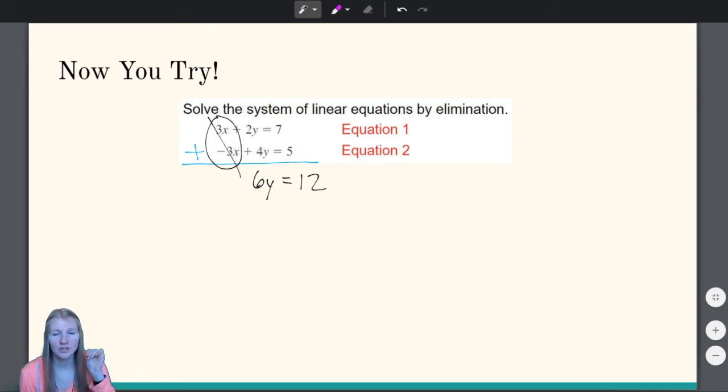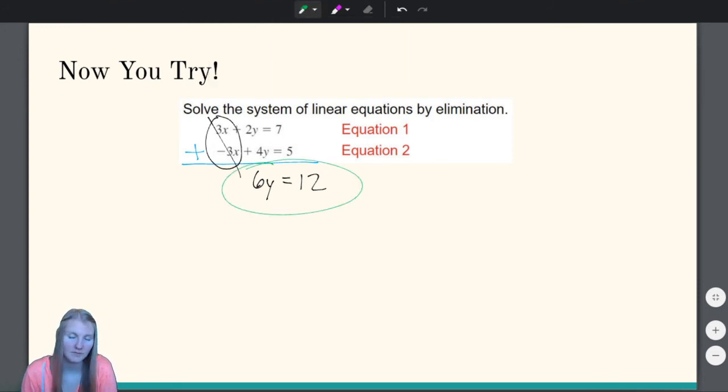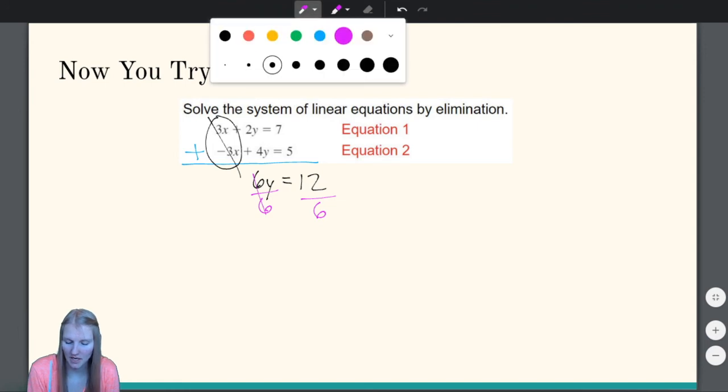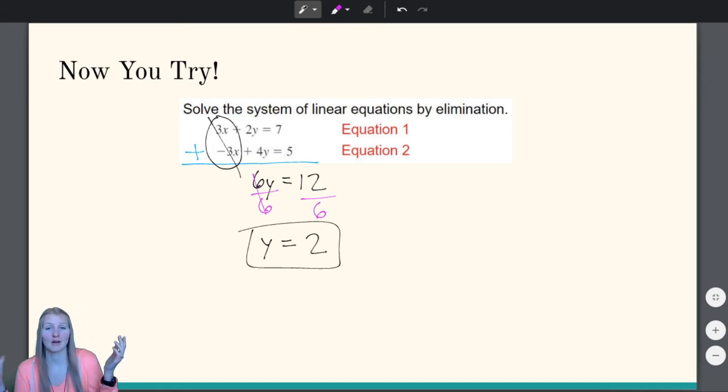On to step number 3. Already on number 3, we're going to solve this equation. And the way I'm going to do that, step number 3 was purple, I'm going to divide by 6 on both sides to get y by itself. And 12 divided by 6 is 2. So there is y. We already have y. Wow, that was quick.